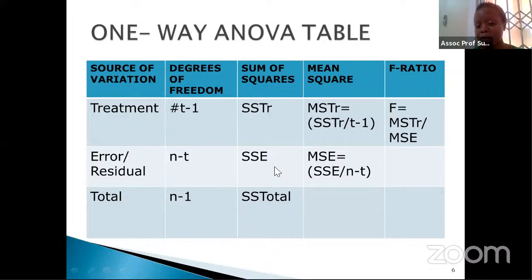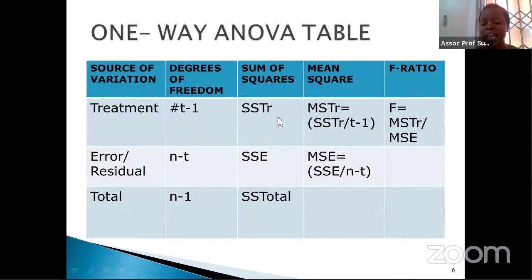We have the treatment mean square, which is the ratio of sums of squares and degrees of freedom. So if we take sums of squares for treatment, divide by t minus 1, we get the mean square treatment. Then the error mean square, we get the sums of squares for error and divide by the degrees of freedom for error. Why do I have to go all through this?